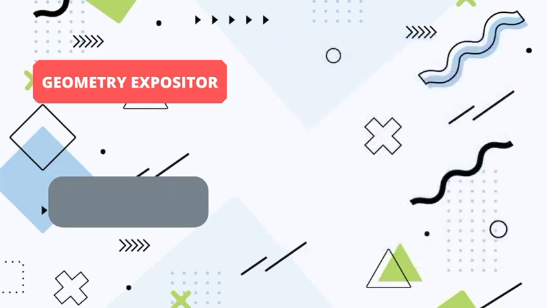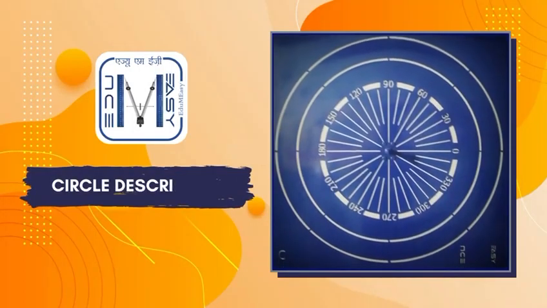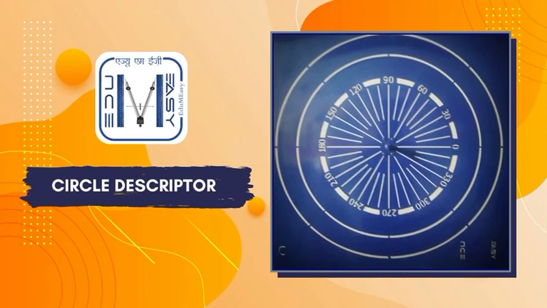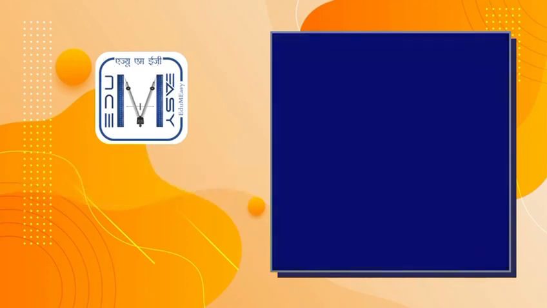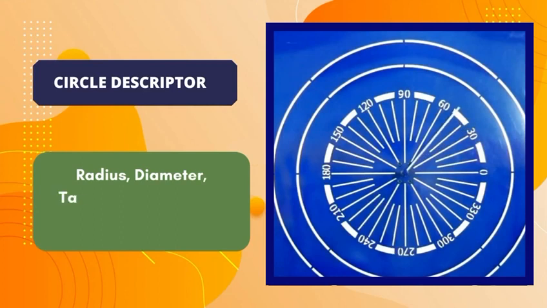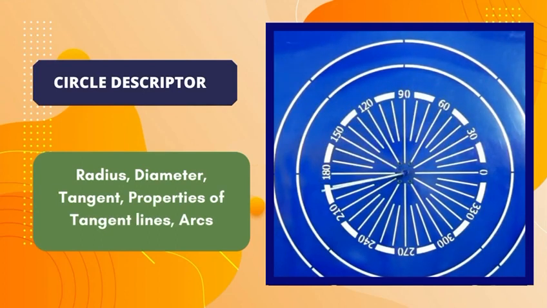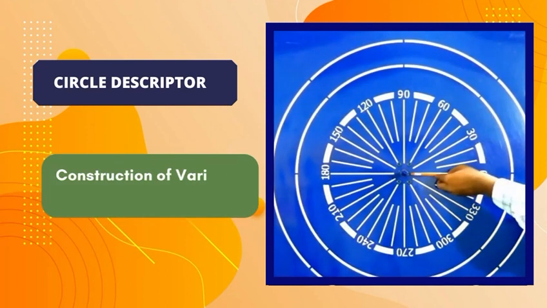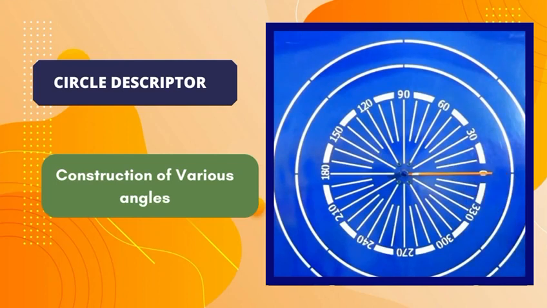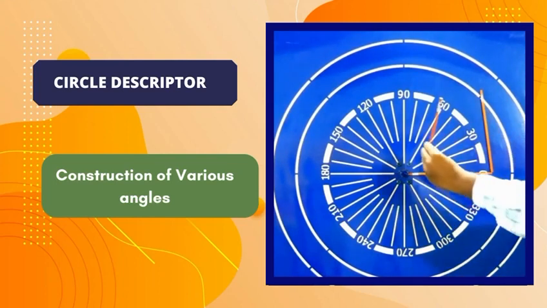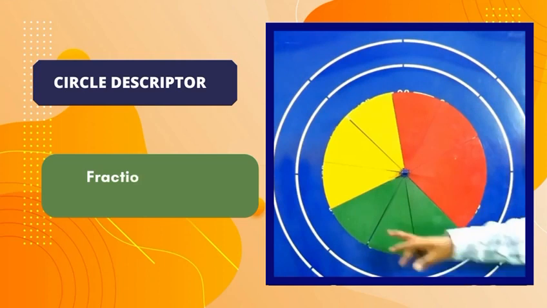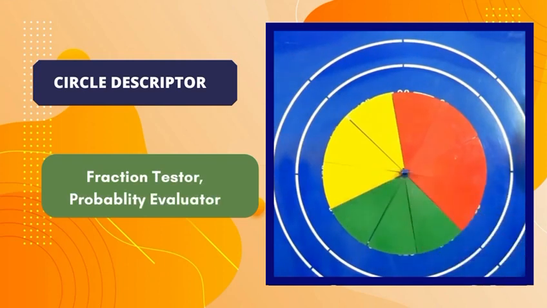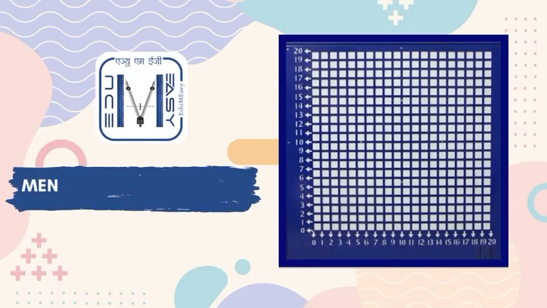Our next equipment is circle descriptor. This explains concepts connected to circle such as radius, diameter, tangent, properties of tangent lines, arcs, just by experimenting them. Construction of various angles is another beauty of this equipment. This single equipment works multifold. It also acts as a fraction tester and probability evaluator.